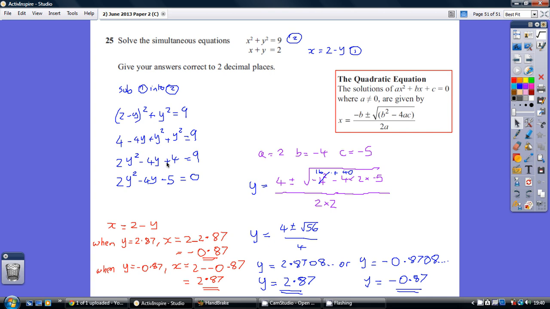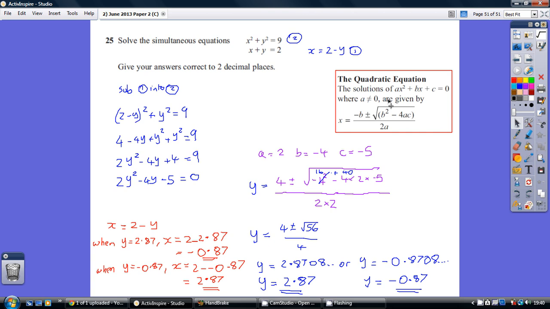Take the 9 to the other side by taking 9 from both sides, and we get this quadratic equation to be solved. As I said, it's highly unlikely you're going to be able to factorise this because our answer has to be to 2 decimal places.